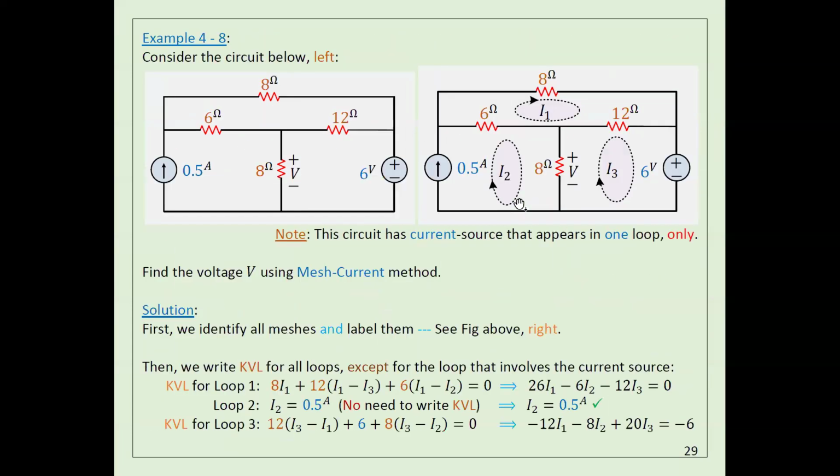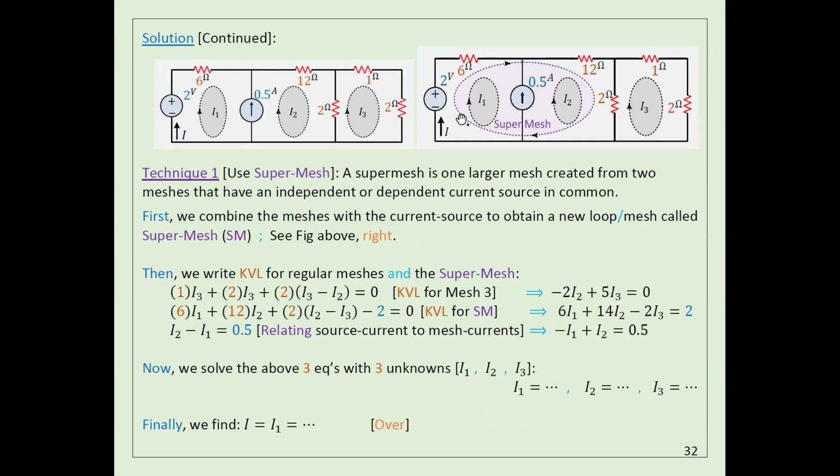So I'm going to do the same thing here. Instead of making one mesh here and one mesh here, I will make only one mesh this way. I'm going to apply Kirchhoff voltage law. That's what we call super mesh. So super mesh, I can do it when there is a current source shared between two loops this way. So instead of applying Kirchhoff voltage law one time here and one time here, I will apply it only one time here, and one time here.